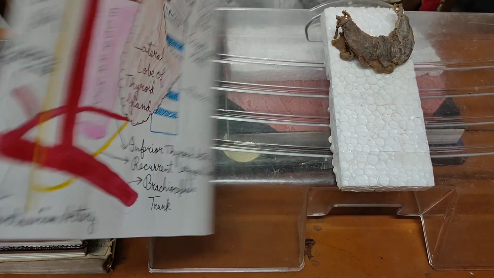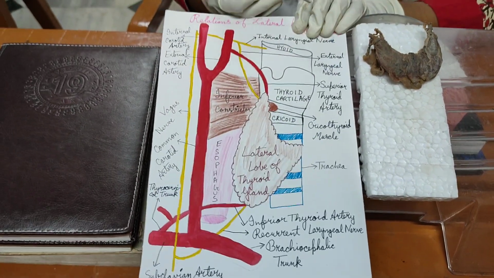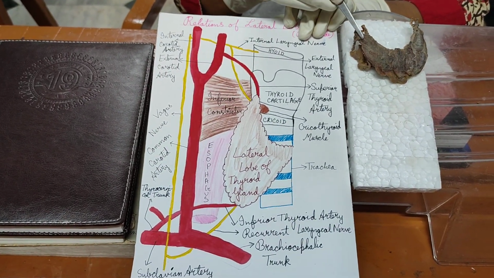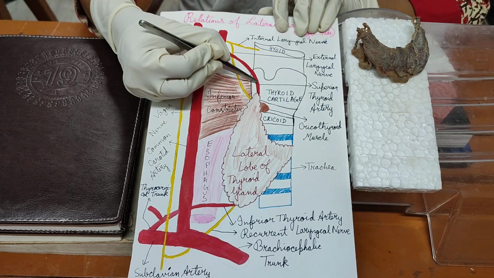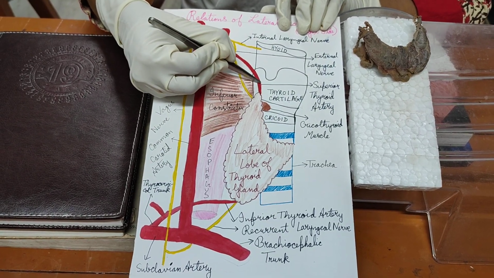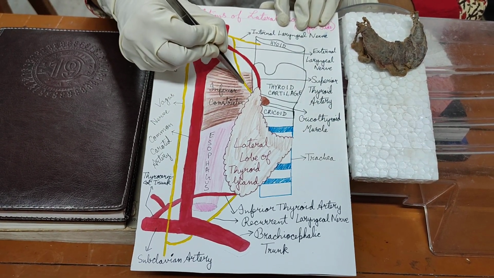Now coming to the most important relation of the thyroid gland, that is near the apex, there is divergence of the superior thyroid artery and external laryngeal nerve.